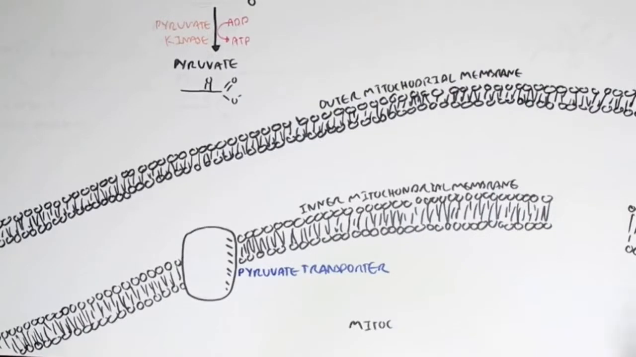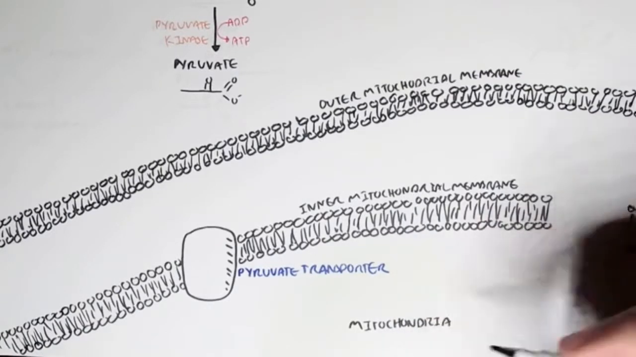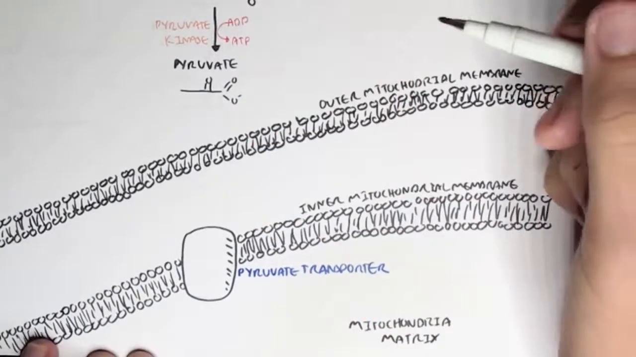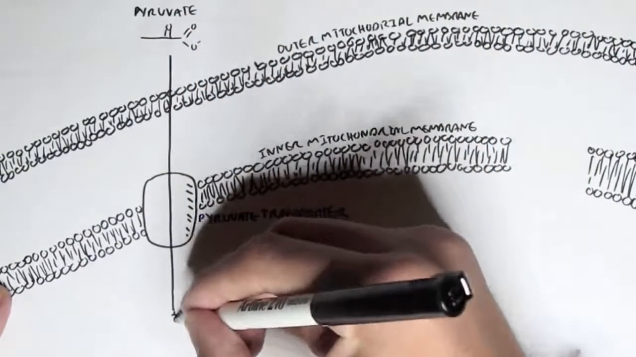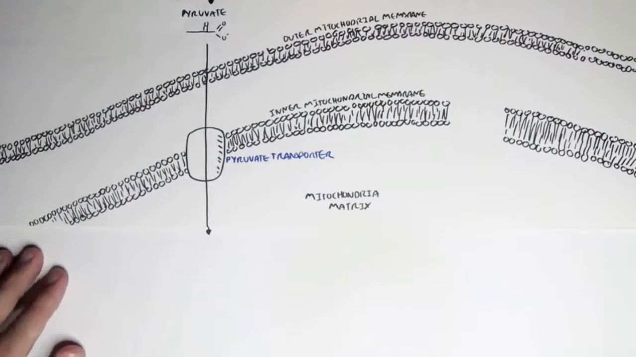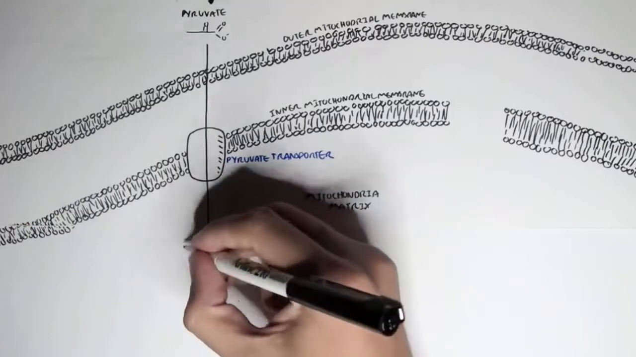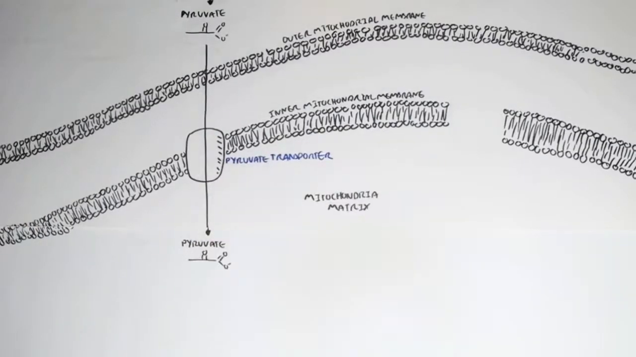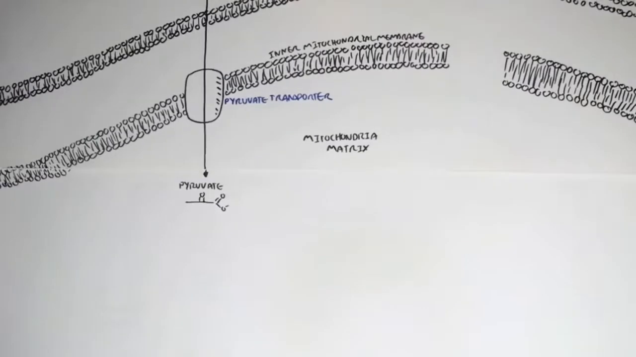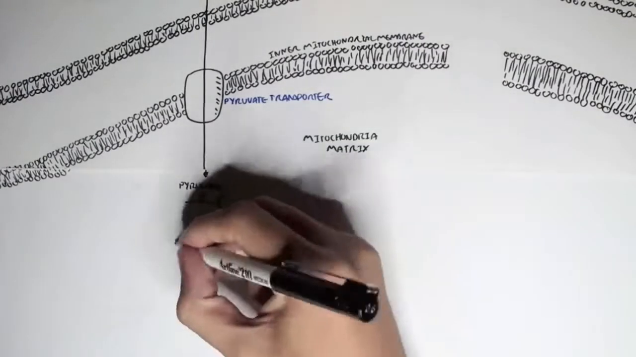So the pyruvate, which is in the cytoplasm currently, will want to go inside the mitochondria. It can pass through the outer mitochondrial membrane pretty easily, and then it will need a pyruvate transporter to actually go through the inner membrane. So now the pyruvate is inside the matrix of the mitochondria.